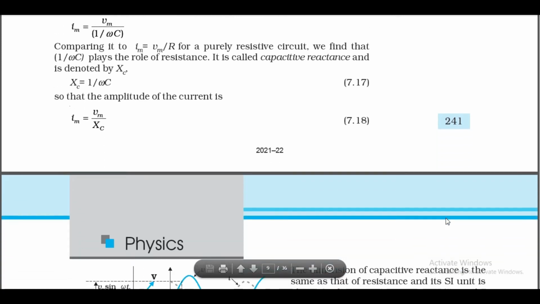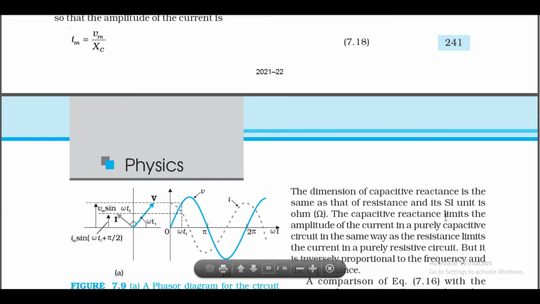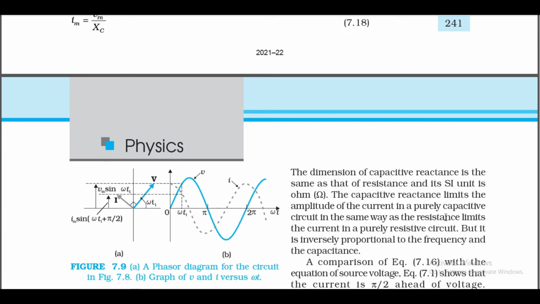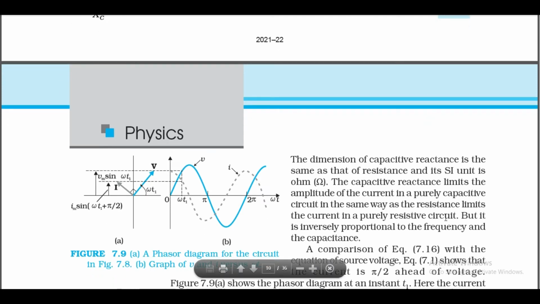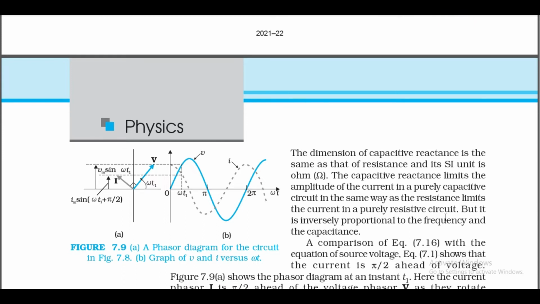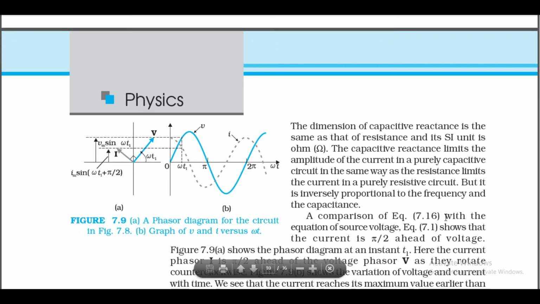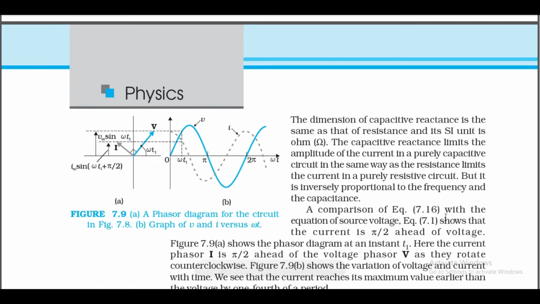so that the amplitude of the current is im = vm/Xc. The dimension of capacitive reactance is the same as that of resistance and its SI unit is ohm. The capacitive reactance limits the amplitude of the current in a purely capacitive circuit in the same way as the resistance limits the current in a purely resistive circuit, but it is inversely proportional to the frequency and the capacitance.